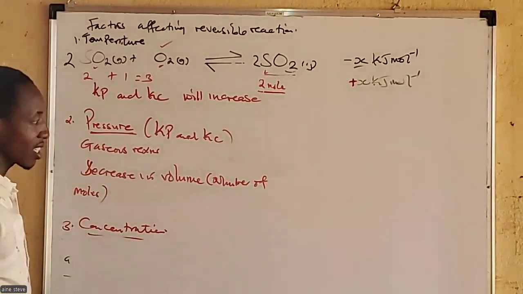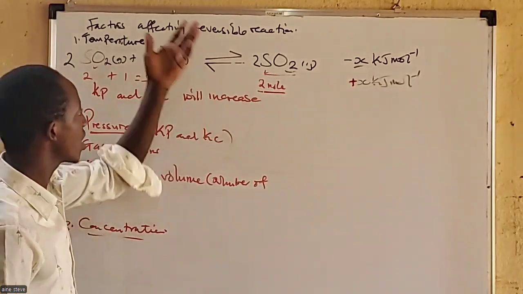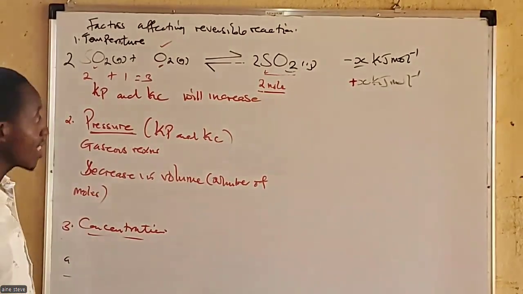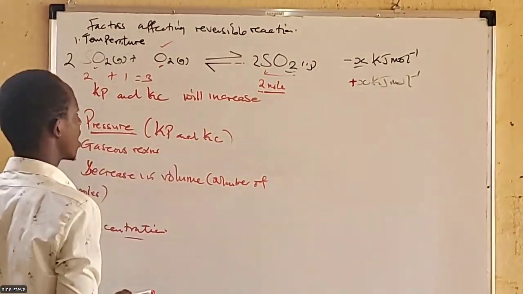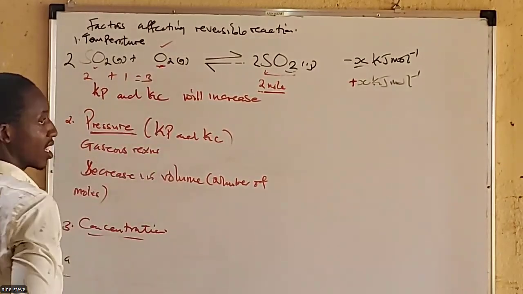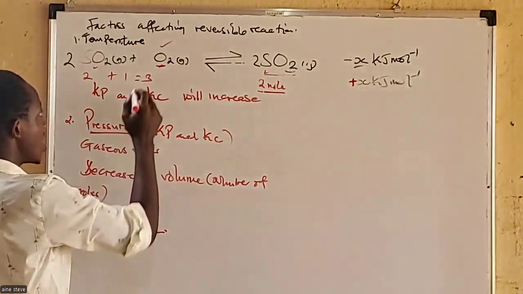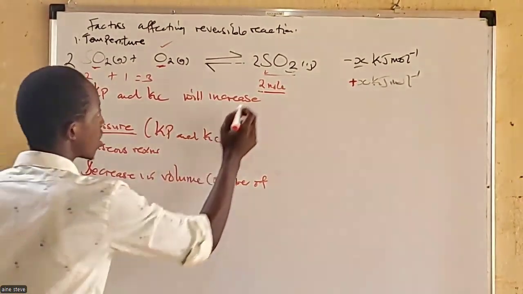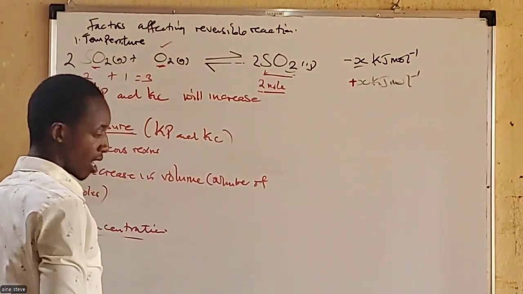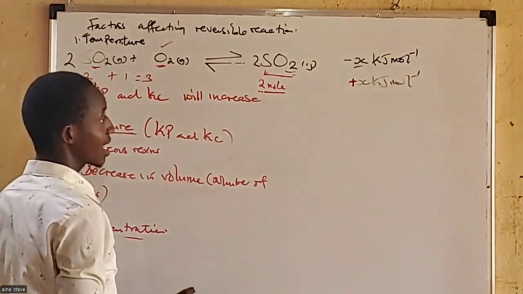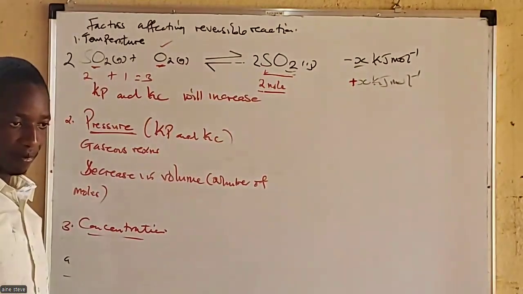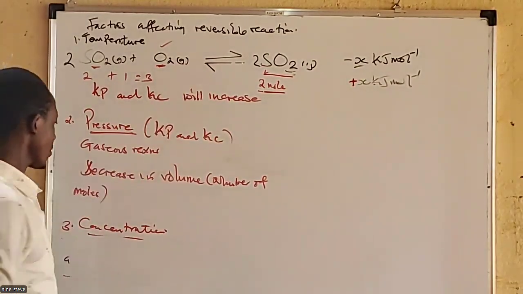They always ask this question: what will happen to the yield of sulfur trioxide when the concentration of oxygen is increased? Definitely, increasing the concentration of oxygen means that more of the oxygen is going to react with sulfur dioxide to form more sulfur trioxide, such that the equilibrium is stabilized. So that's what you look at.